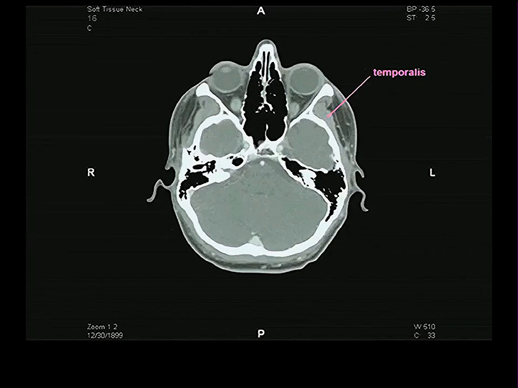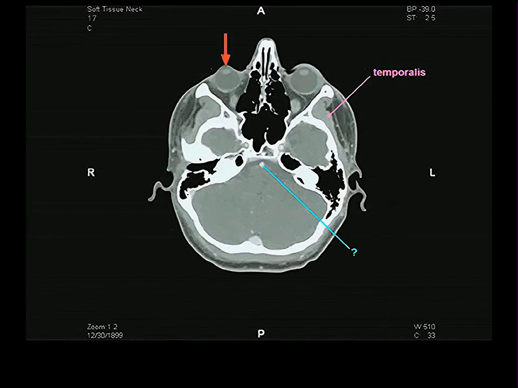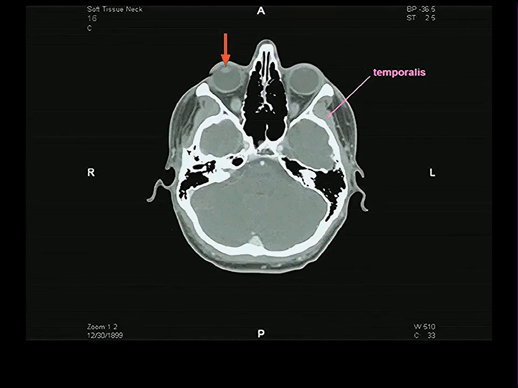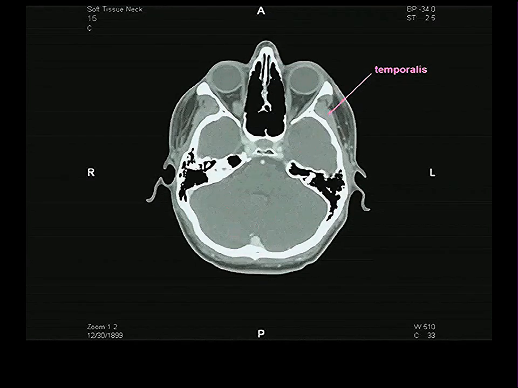Now we're getting here to the orbit, or we're at the orbit. You can see here that this little radio-dense thing is the lens. The lens is more radio-dense than the vitreous, which fills all the portion of the eye posterior to it. Now we're starting to see two muscles. I haven't bothered to label them, but it's pretty obvious what they are. Lateral rectus and medial rectus on both sides.